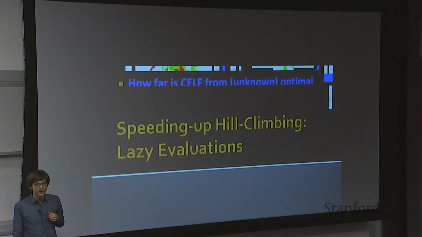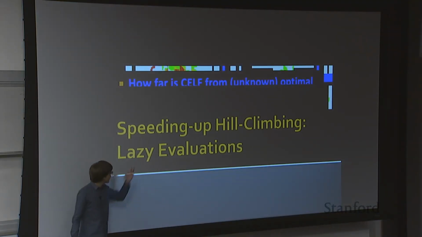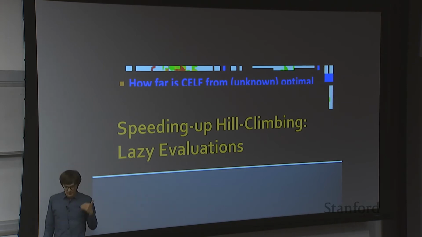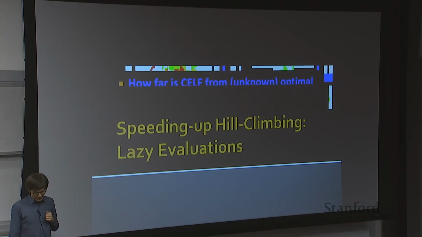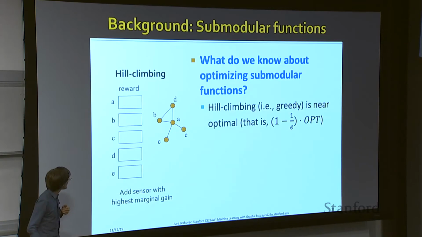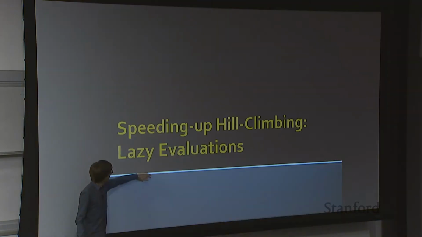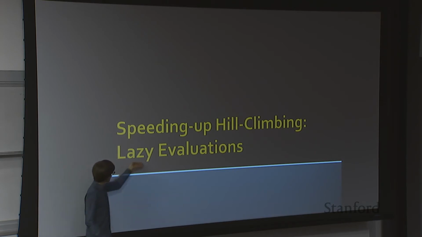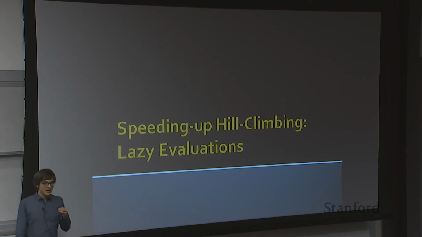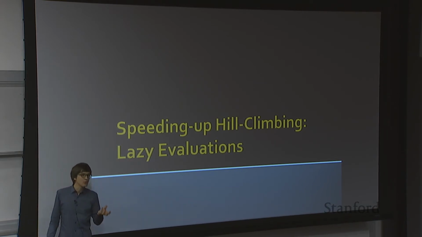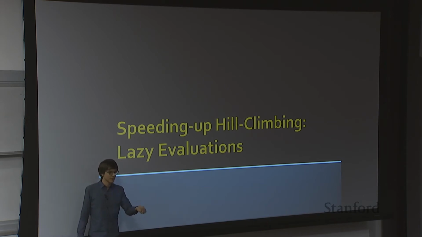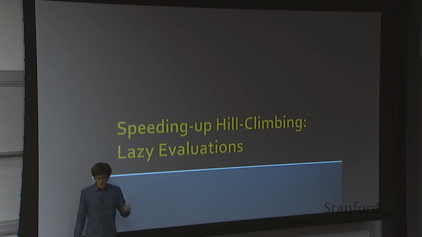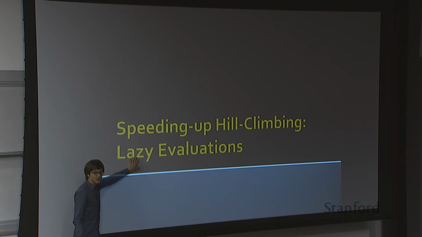So I have a few more cool things to show you. Now I want to show you how to speed up this type of greedy hill climbing approach, using what is called lazy evaluations. This is actually a term that's used in computer science algorithms quite a lot. If something is lazy, it means you only evaluate it when you need it. You only compute it when you are forced to compute it. You don't just compute it because it's fun to compute. And this way, you save time.